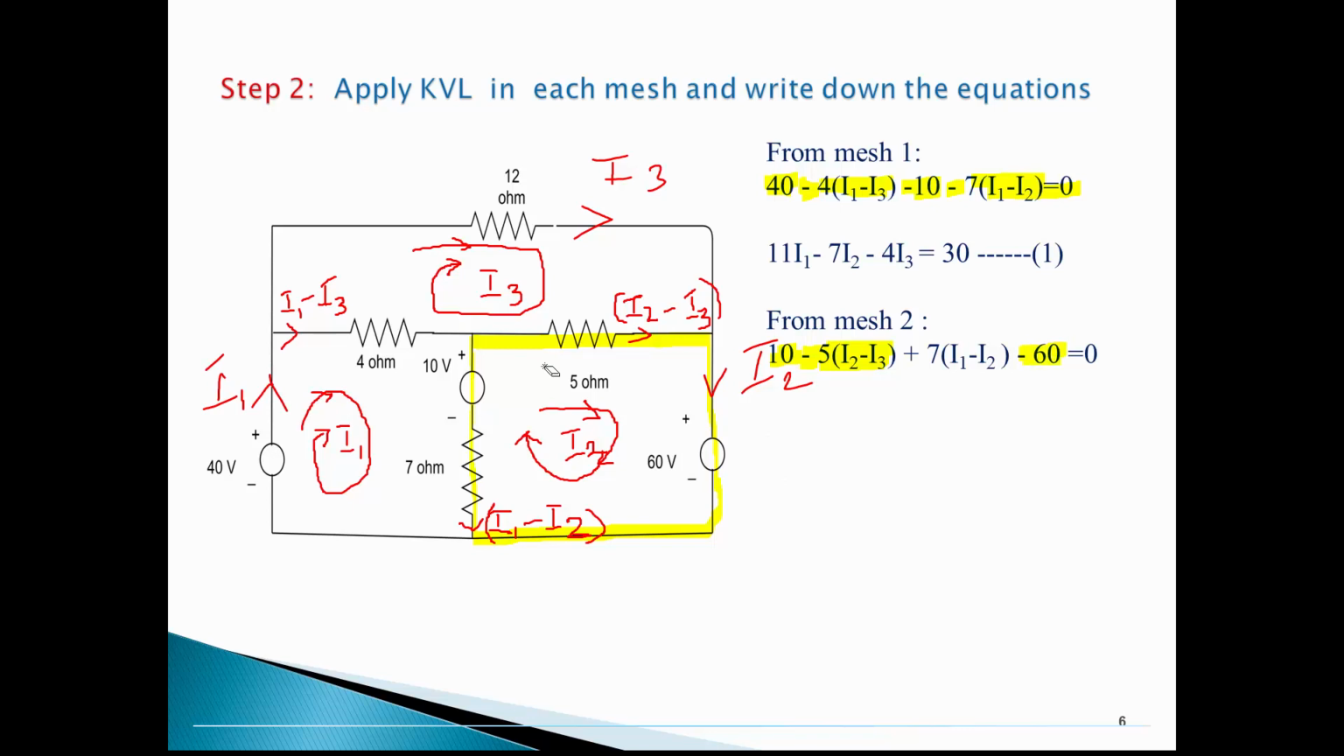And further moving towards this point, I'm seeing a 7 ohm resistor. For the 7 ohm resistor, the branch current I1 minus I2 is opposite to loop current I2, so we have plus here, and the potential drop is 7 times I1 minus I2, which is equal to 0. Rearranging this equation, you make it minus 7 I1 plus 12 I2 minus 5 I3 is equal to minus 50.